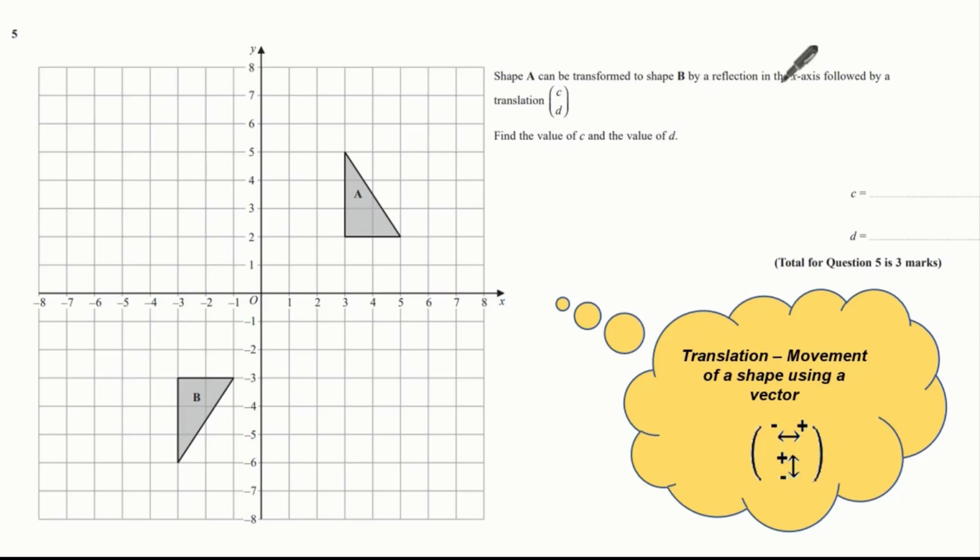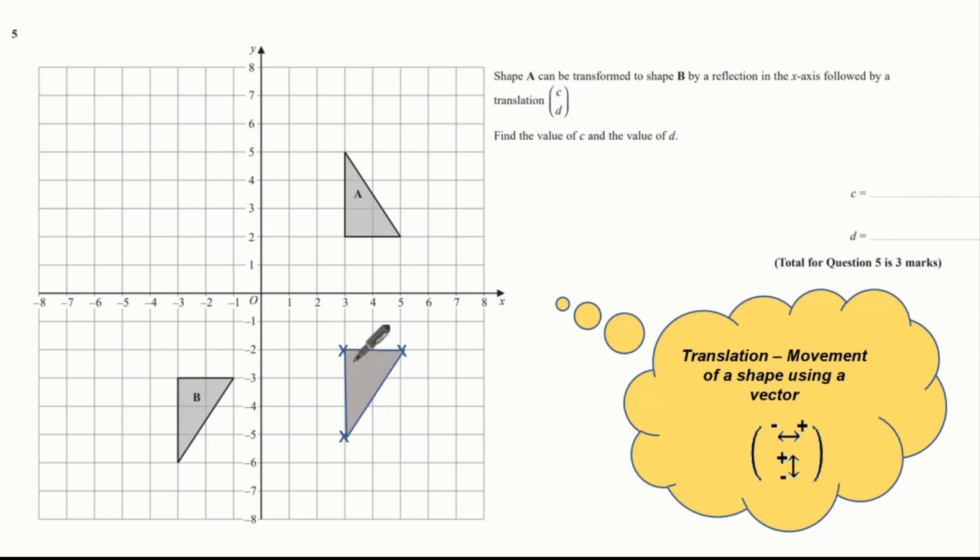So let's start reflecting in the x-axis first. Well, I suggest plotting each point carefully. So I'm going to plot this point first and reflect it in our x-axis. Carefully counting 2 squares directly down, you can see my new point will be here. Plotting this point from my x-axis gives me my new point here. And plotting my last point here, you can see counting from my x-axis means my new coordinate would be here. So this is my new reflected shape.